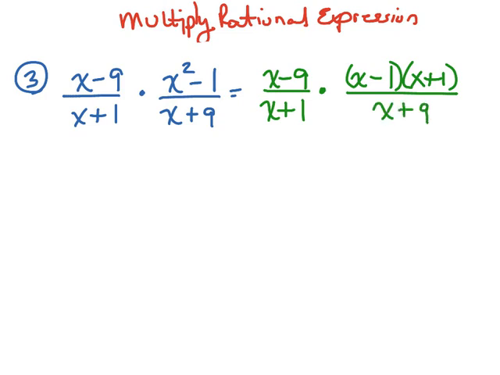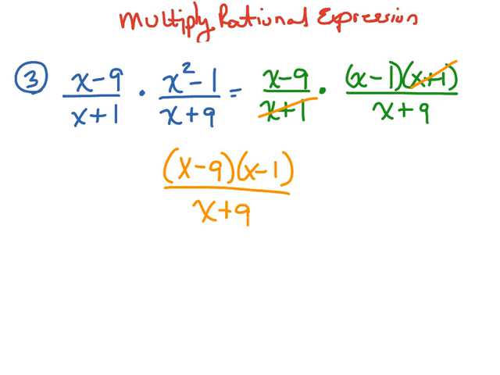At this point, I've done all the factoring that I can. Now what I'm looking for is some common factors that I can cancel out. In this case, I can cancel out this x plus 1 with this x plus 1. Notice that I cannot cancel out x minus 9 and x plus 9. Those are not the same. Therefore, don't cancel those out. So what I'm left with is my numerator, x minus 9 and x minus 1. And for my denominator, I'm left with x plus 9.